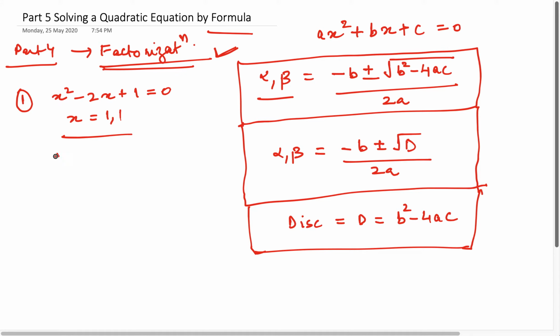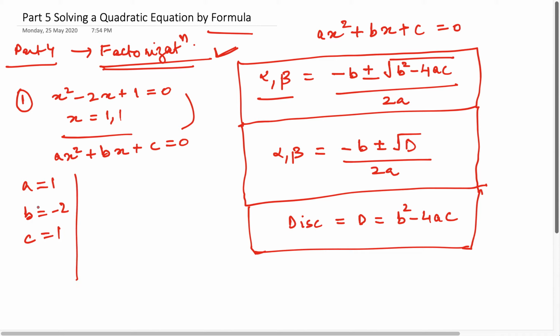If I compare the coefficients with ax square plus bx plus c equal to 0, doing a one-to-one comparison of the coefficients of x square, x and the constant term, I get a equal to 1, b equal to minus 2, and c equal to 1. Now I have to put these values, a equal to 1, b equal to minus 2, and c equal to 1, in this formula. First let me find the value of D, which is b square minus 4ac.